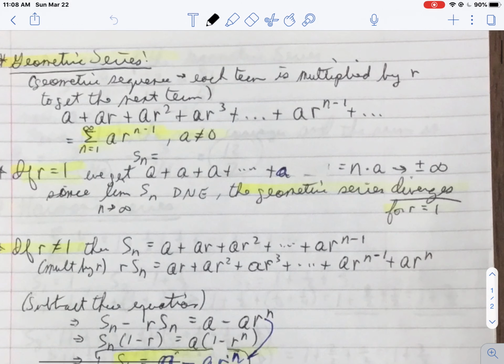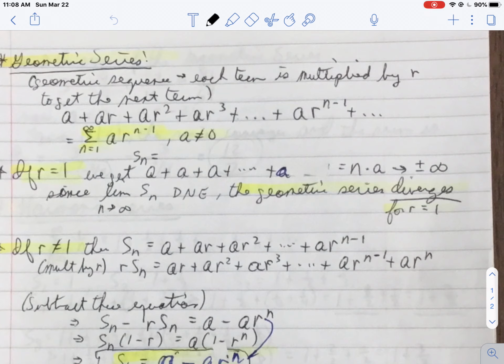We did, however, get into geometric series, and we talked a lot more about those. A geometric series is formed from a geometric sequence, where each term of the series is formed by taking the previous term and multiplying it by a constant. So we came up with a series of the form a plus ar plus ar squared plus ar cubed, in each case multiplying the previous term by this constant r.